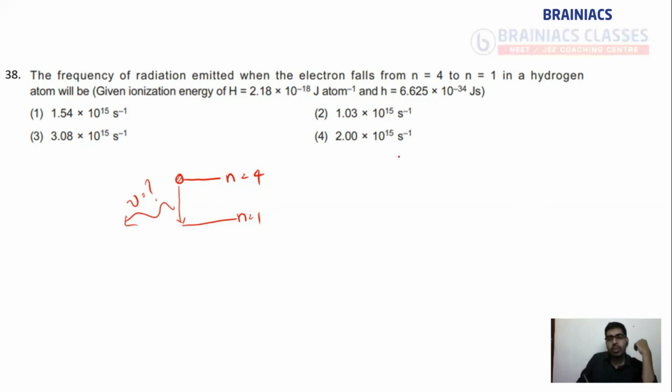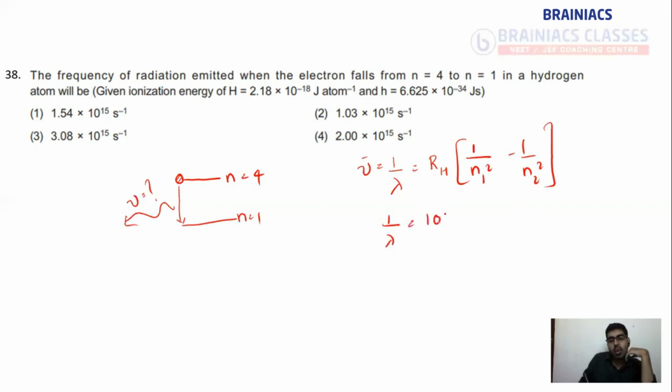Now here I am using this formula. Nu bar is equal to 1 by lambda is equal to RH into 1 by n1 square minus 1 by n2 square. So 1 by lambda is equal to, what is the RH value? 109677 centimeter inverse. You remember that value. That is RH, the Rydberg constant.